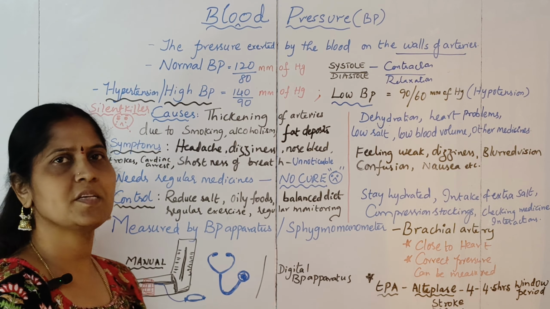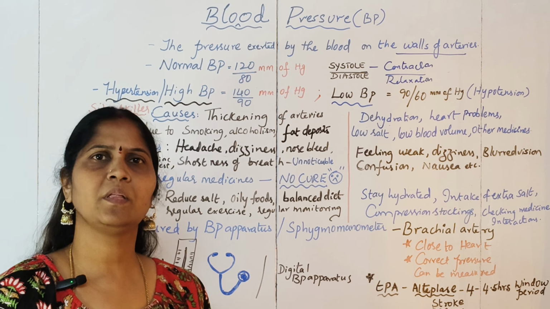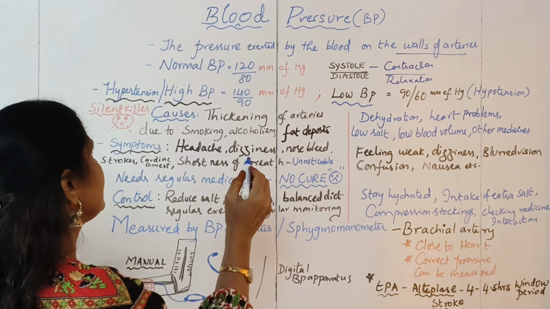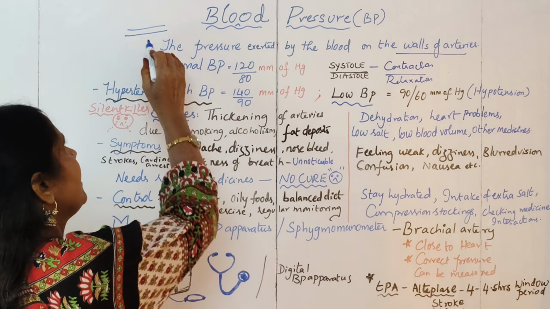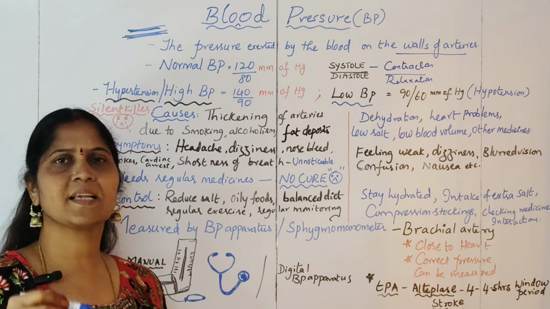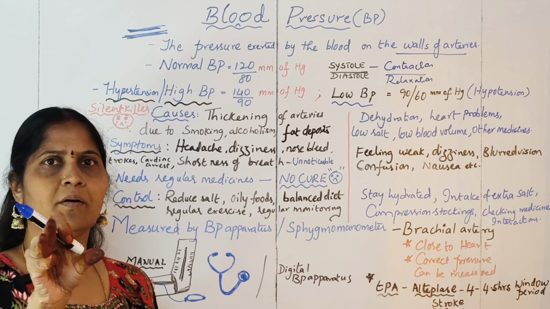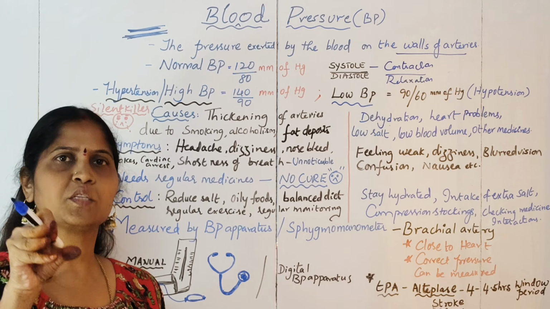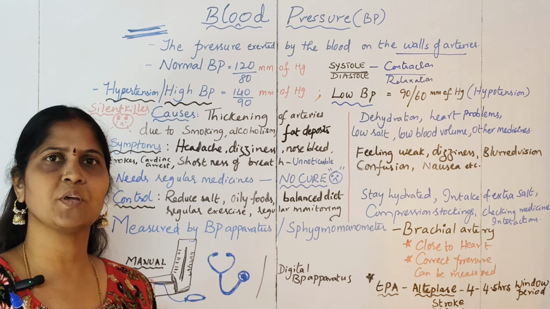The cause of high BP is that the blood pressure has to increase within the arteries. Why does the pressure increase? The arteries are tubes like this. When the walls of the arteries get thickened, the flow of blood encounters a lot of pressure. That's why the pressure increases, and therefore the blood pressure values also increase.